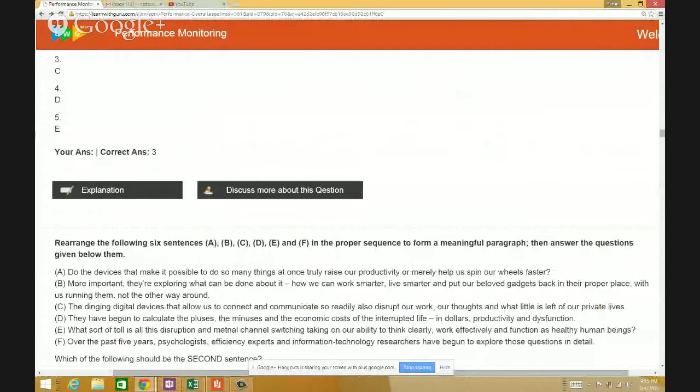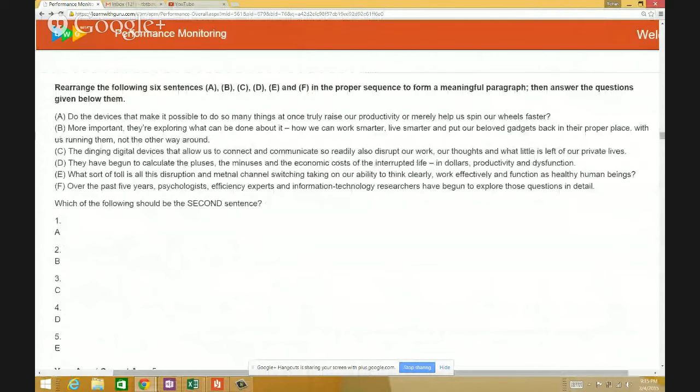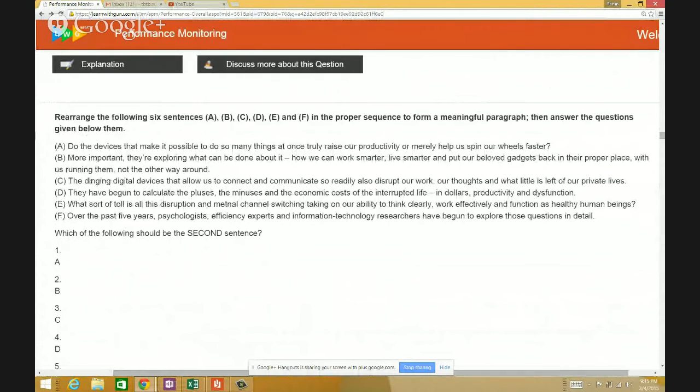Okay, let's say the second sentence. What do you think the second sentence should be? You guess. Let's see if somebody can guess. Are you there?